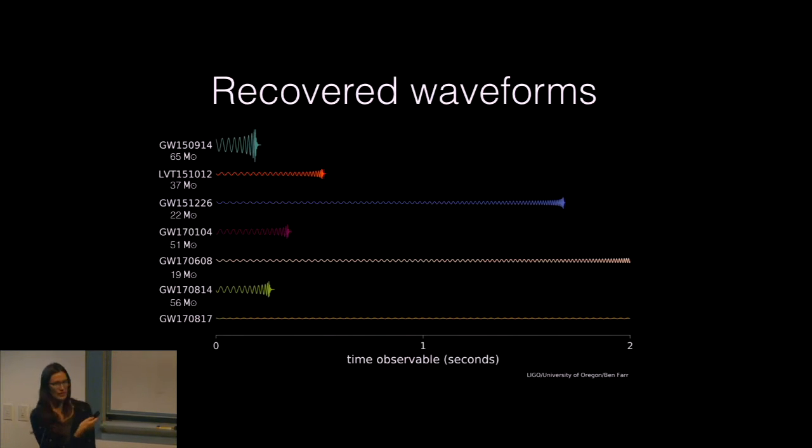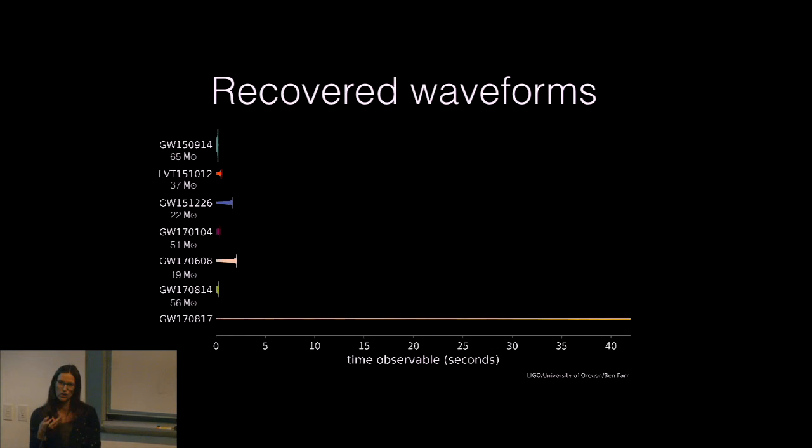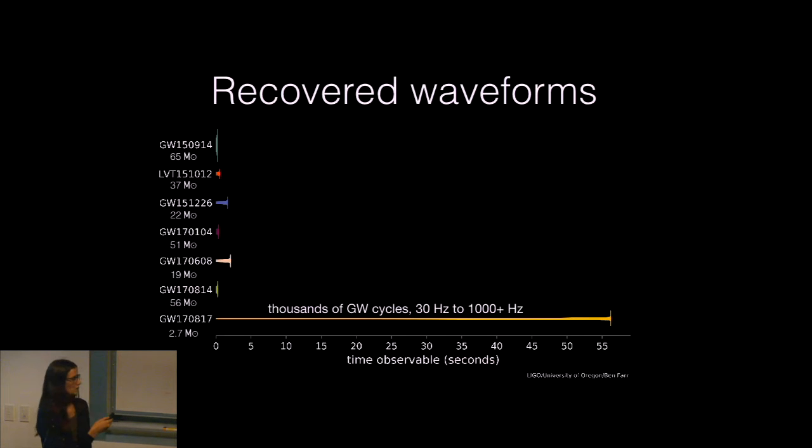And then converting the recovered waveforms to a time domain representation emphasizes that, compared to the binary black hole mergers, GW170817 was visible for almost a minute after 30 hertz. So totally different mass scale, thousands of gravitational wave cycles sweeping through here from 30 hertz to over 1,000 hertz. And then the question is to try and figure out what we can actually learn about the source properties by mapping out the details of that dynamical in-spiral.